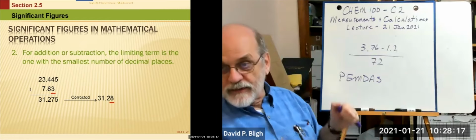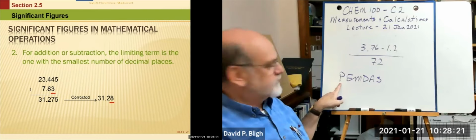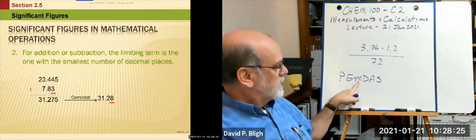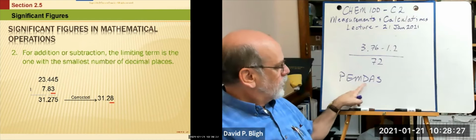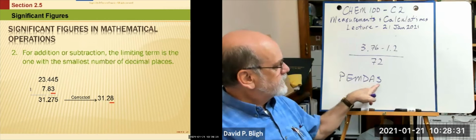PEMDAS, remember that one? Parentheses first. We don't have any parentheses. Exponents, if there are any exponents, you do those. Multiply or divide next, and then add, subtract.